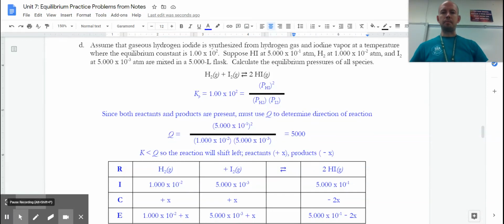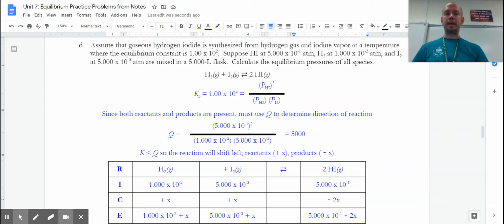In our last practice problem, number 4, we have gaseous hydrogen iodide made from hydrogen and iodine. So we've got our reaction right here: 1 mole and 1 mole make 2 moles. They're all gases. We have a K value, and here, all of the given values are in atmospheres.